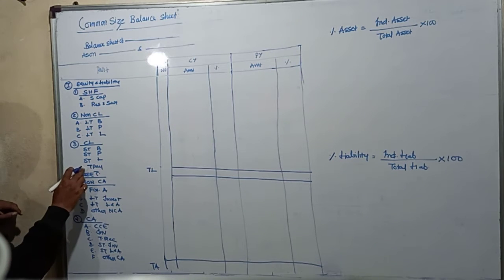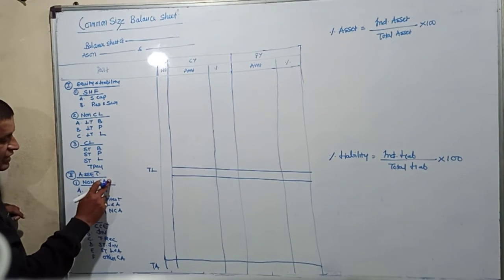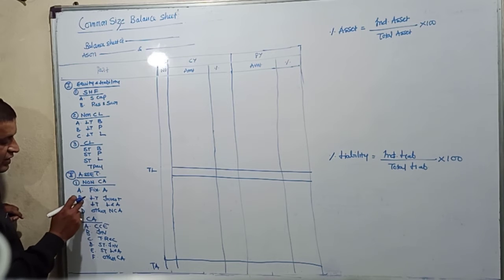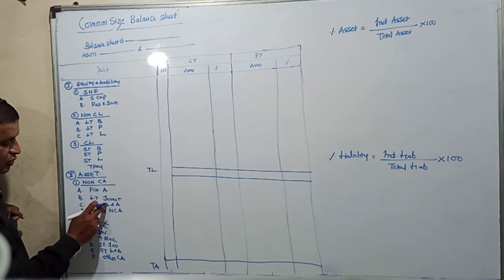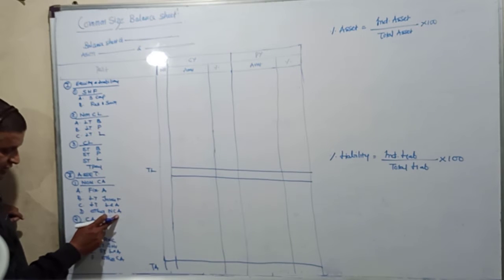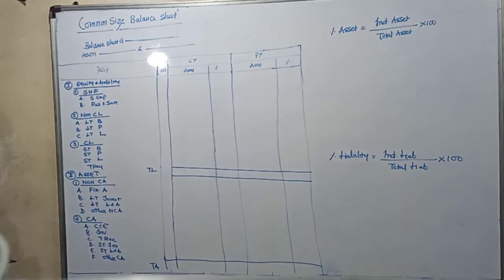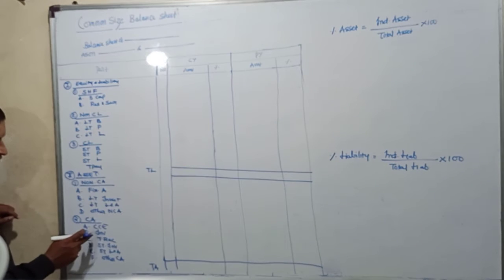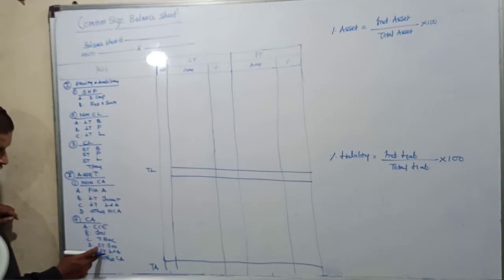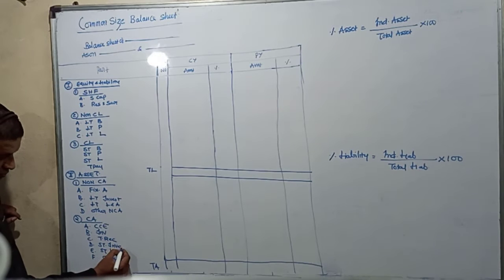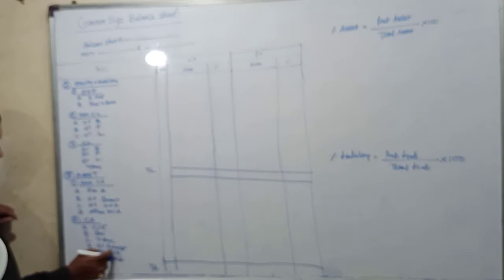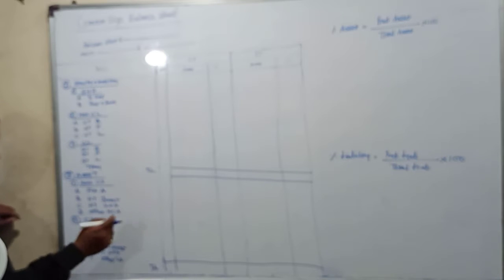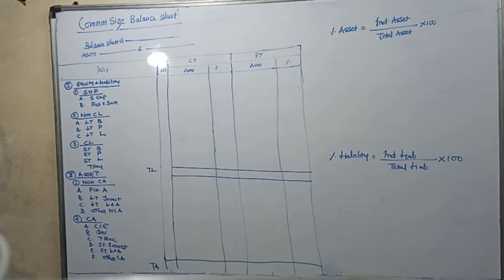Similarly, part two, we have assets. One, non-current assets: we have fixed assets, then long-term investment, long-term loans and advances, and other non-current assets. Then we come to current assets: we have cash and cash equivalents, inventory, trade receivables, then short-term investment, short-term loans and advances, and other current assets. Like that we get total assets. So this is the basic pro forma.